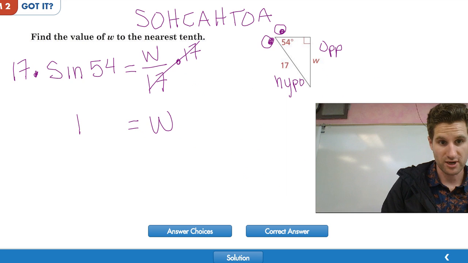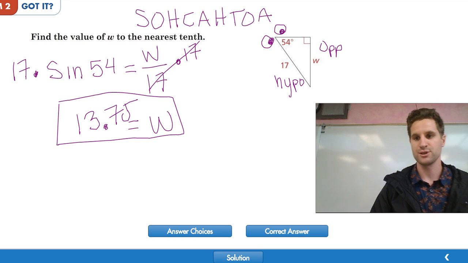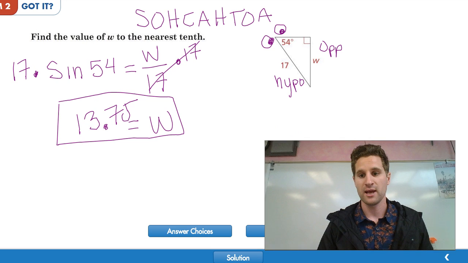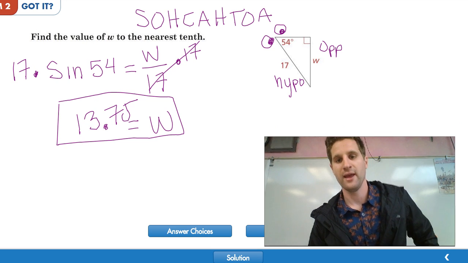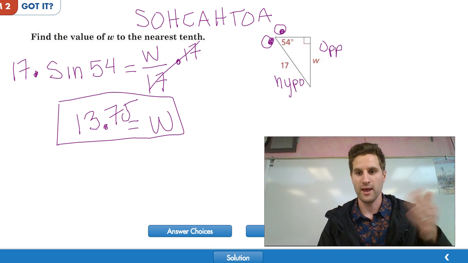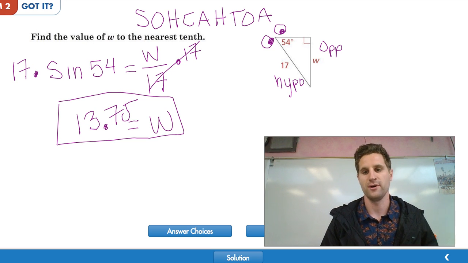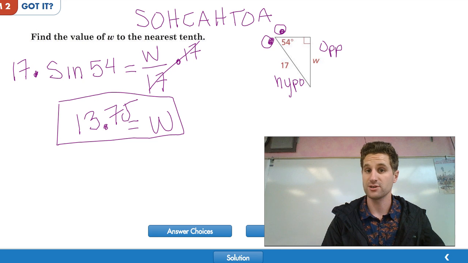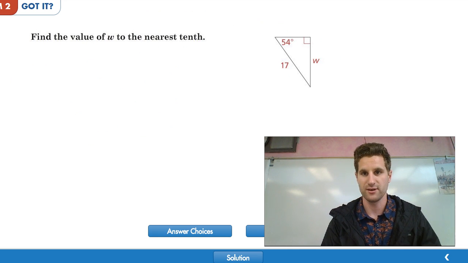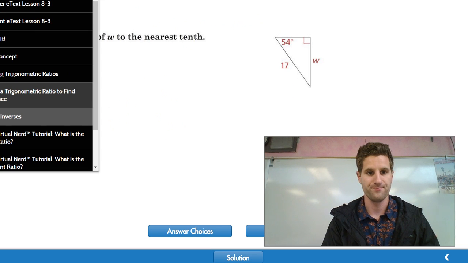So W is approximately 13.75. So trig allows us to use these set ratios in all right triangles that exist, and it allows us to go ahead and find other sides. So here we were given a side and an angle besides the 90, and we were able to solve. So trig also allows us to do another thing, which I'll show you guys right here by going to our next problem.